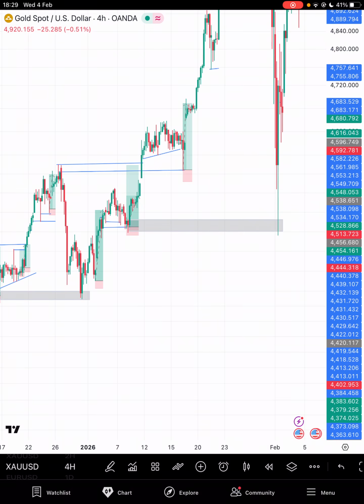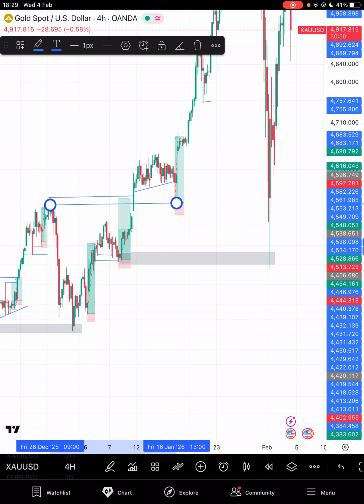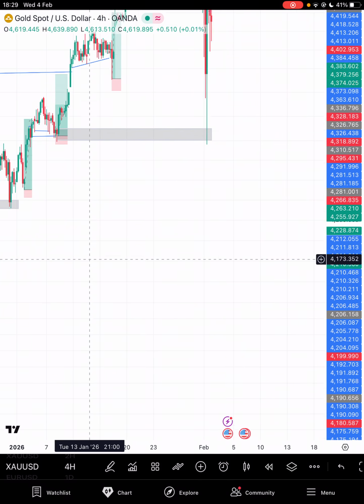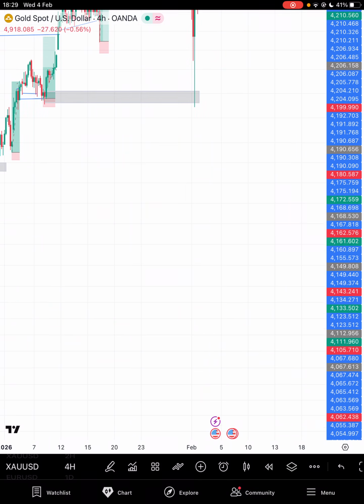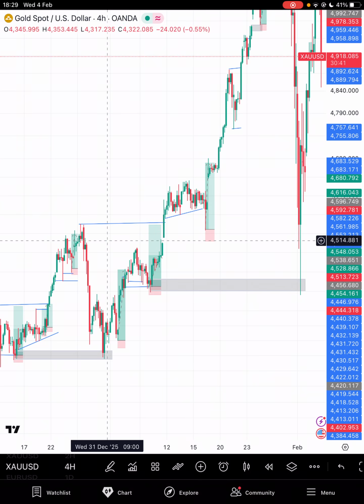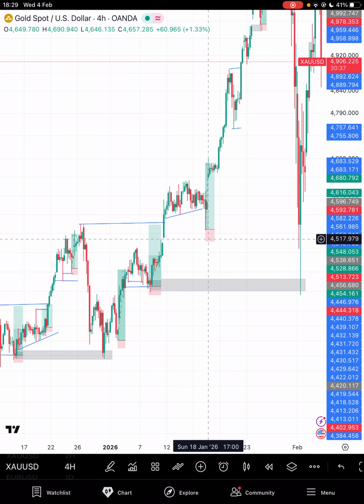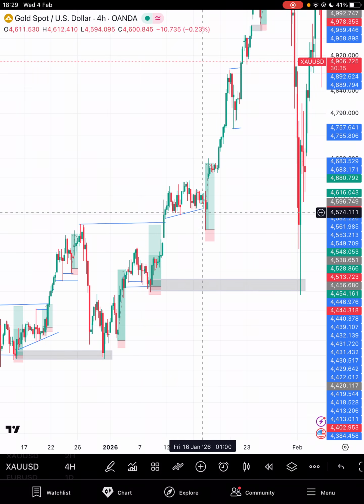So you see that this is a break here. This here is a break of structure to the upside. Where is it? Come here. This is a break of structure to the upside here for us. Now we have inducement here. Price tapped this breaker block and then went straight to TP.